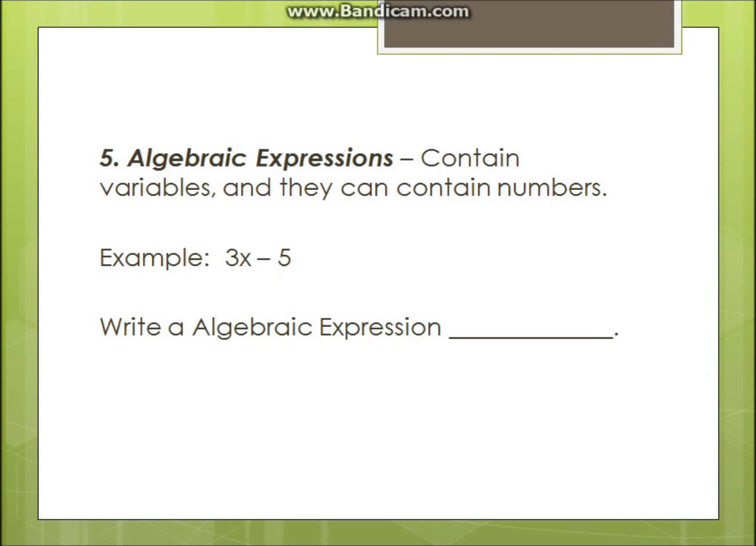Number 5 is an algebraic expression. Algebraic expressions contain variables, and they also contain numbers. So here's my example of an algebraic expression. We have 3x minus 5. Now go ahead and take some time and write your own expression.